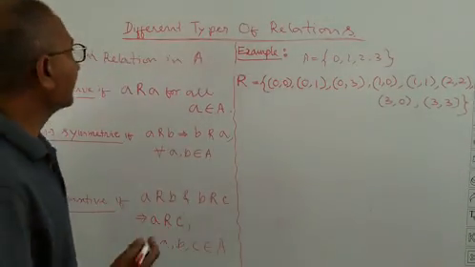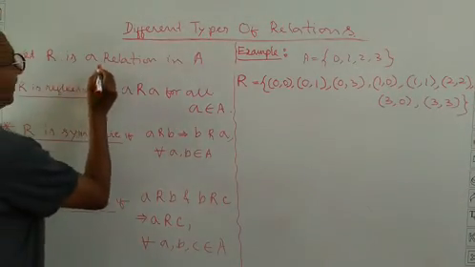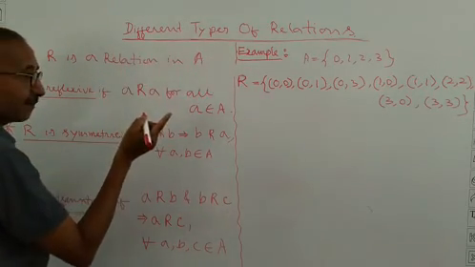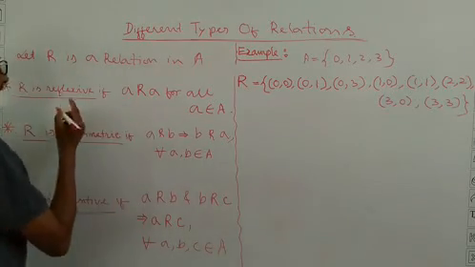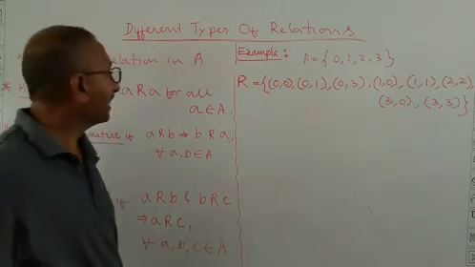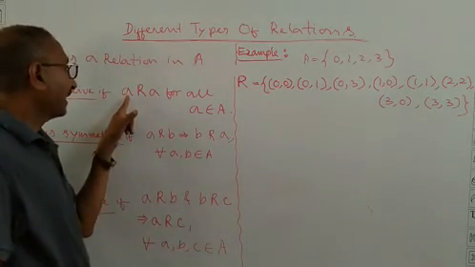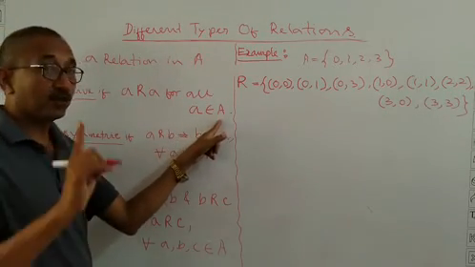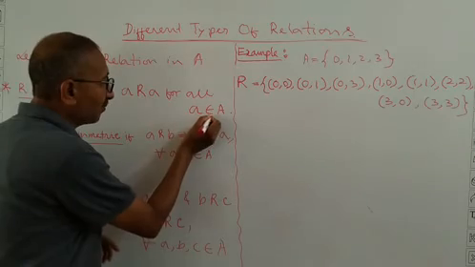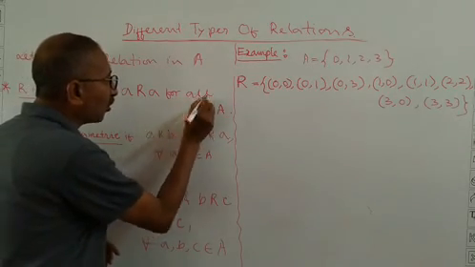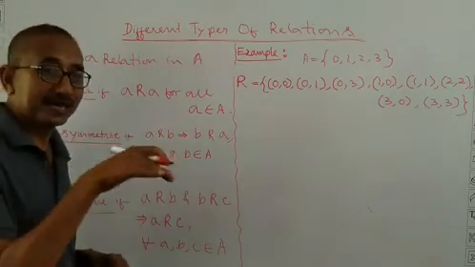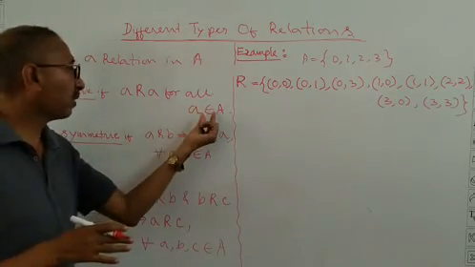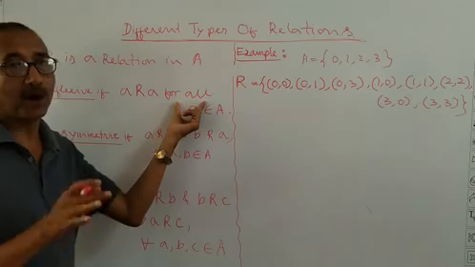Now let us consider a relation R. R is a relation in A, meaning from A to A, and it is said to be reflexive if A is related to A for all A belongs to A. Don't get confused with all this. Belongs to, for all, these are the signs we need to use in this chapter, and it will be very comfortable once you learn all this.